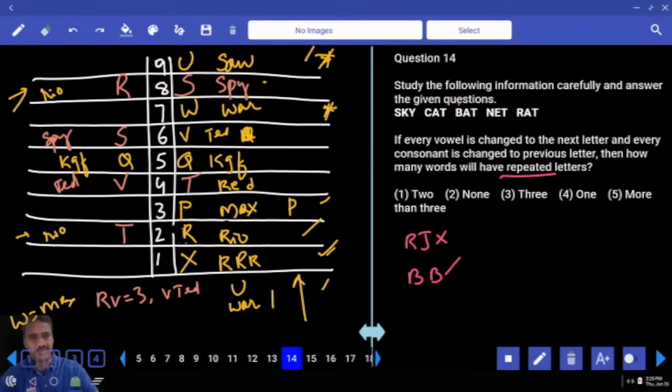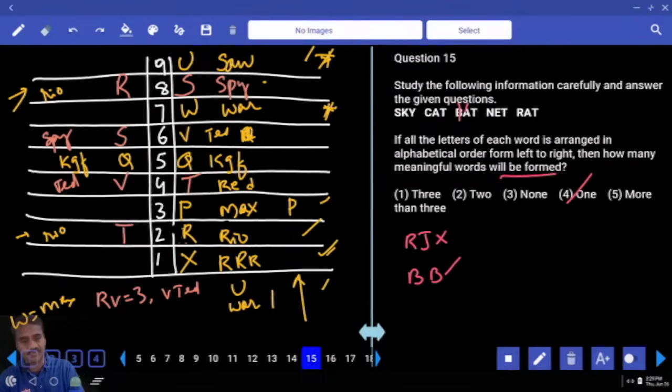Clear? Then here it is, A and B. Next, N -1 M, E +1 and T, R and A, -1 B and this. And how many words? Only one. Only one choice for question number 14.